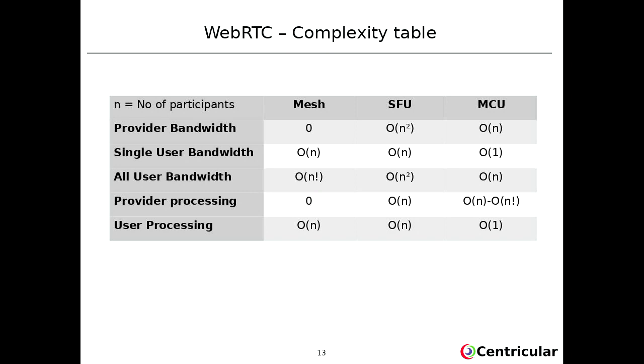This is a complexity table of all the different approaches. As mentioned before, for mesh, the provider bandwidth is relatively constant. We're just setting up the signaling. The all-user bandwidth, n factorial, is a large number for a large number of users, so that is generally a bad idea, especially with bandwidth constrained edge devices.